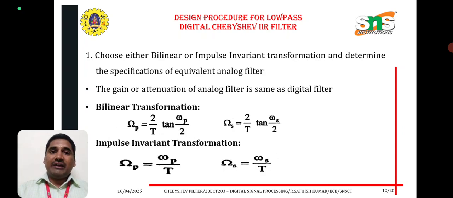Next one, how to find out the design procedure for a given Chebyshev IIR filter design. First, we can choose the given transformation, either bilinear or impulse invariant, and determine the specifications of the equivalent analog filter. The gain or attenuation of the analog filter is the same as the digital filter. In case of bilinear transformation, Ωp = (2/T) tan(ωp/2) and Ωs = (2/T) tan(ωs/2). For impulse invariant transformation, Ωp = ωp/T and Ωs = ωs/T.